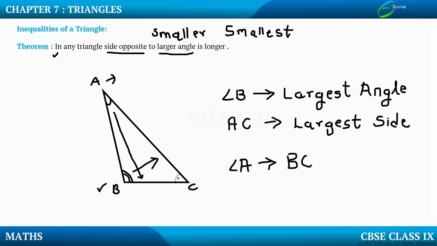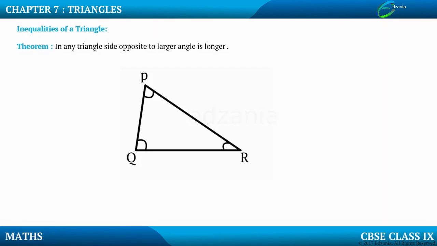Let me take one more example. For that I need a triangle. So let me consider a triangle like this. Let me name this triangle, say for example PQR. So here is P, Q and R. Let us take some random measurements of these angles. Suppose this angle R is 50 degrees. Suppose this angle P is, say, 60 degrees. And let this angle Q be, say, 70 degrees.